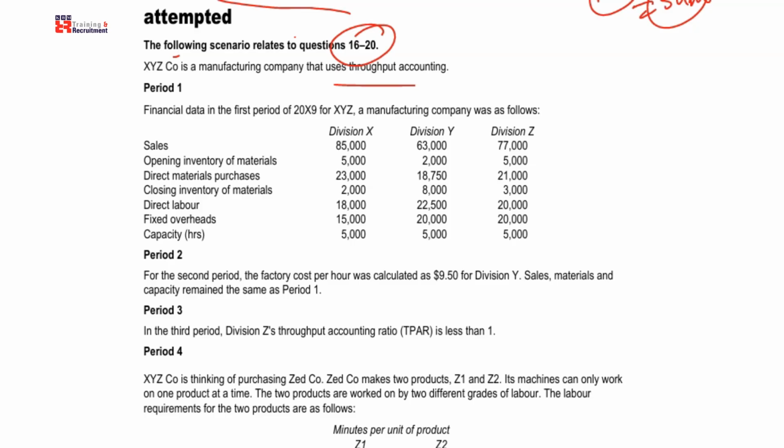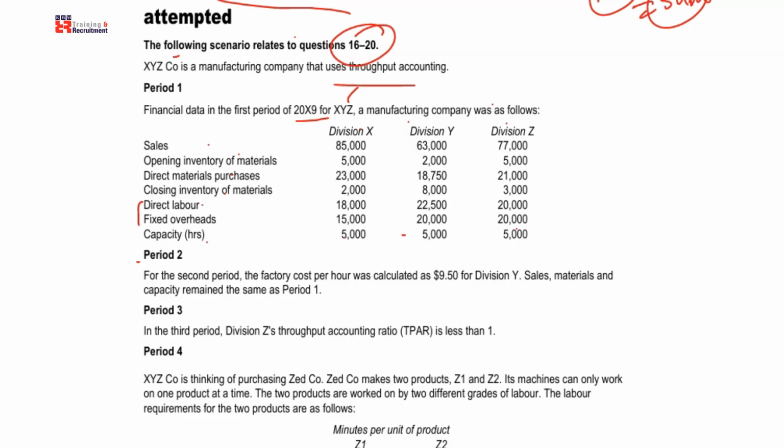So let's read the scenario, and the questions are at the bottom. Financial data, period 1, 2019, for XYZ, a manufacturing company, division X, division Y, division Z. Sales, opening inventory plus purchases minus closing inventory gives material. So material and fixed overheads are not part of the throughput. We assume these are fixed costs. Hours given 5,555. Period 2.